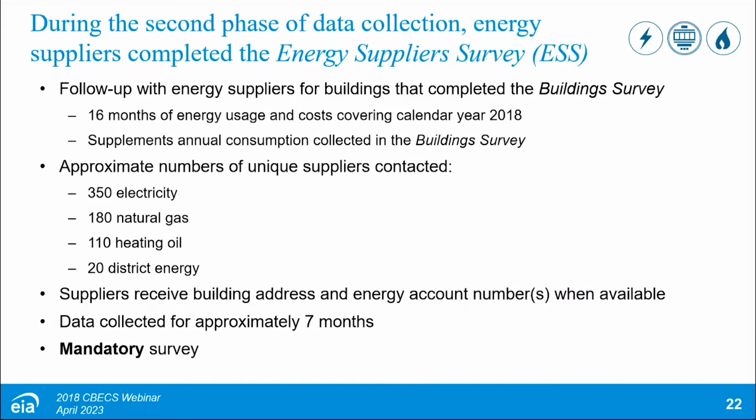We ask suppliers to provide monthly data to cover all of the reference year. This is done mostly all through a website where suppliers can securely submit their data. And in contrast to the building survey, which, as I mentioned, is voluntary, the ESS is mandatory. Response rates are high. For example, for electricity and natural gas at the supplier level, the response rates were in the mid-90%.